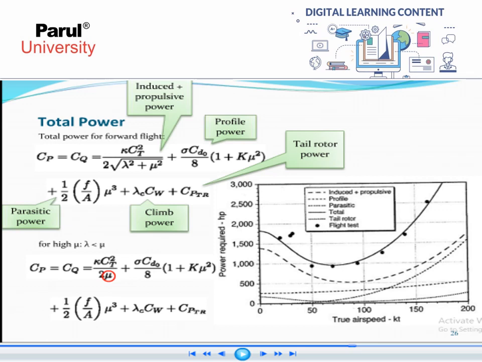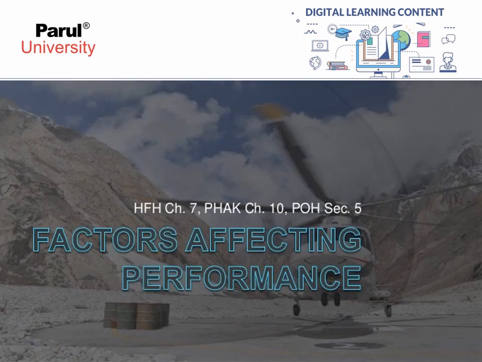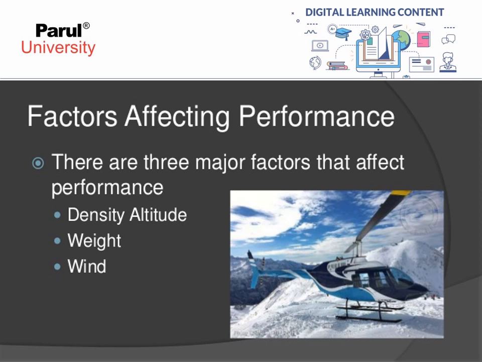Now the next thing is the factors affecting performance. What are the factors affecting performance? There are three major factors that affect performance. First is density altitude, second is weight, and third is wind.